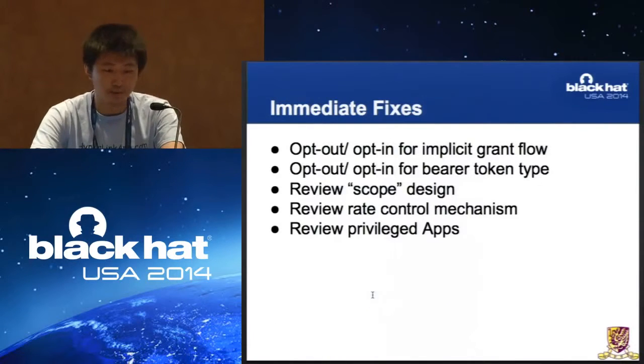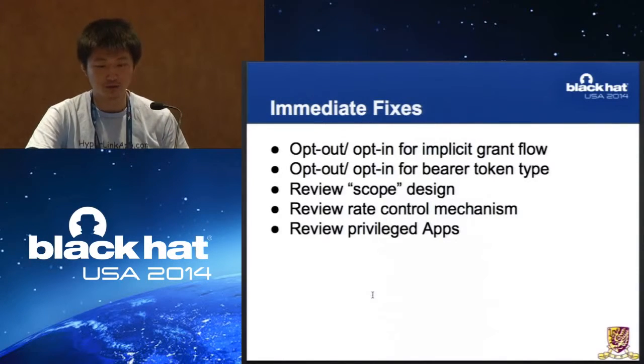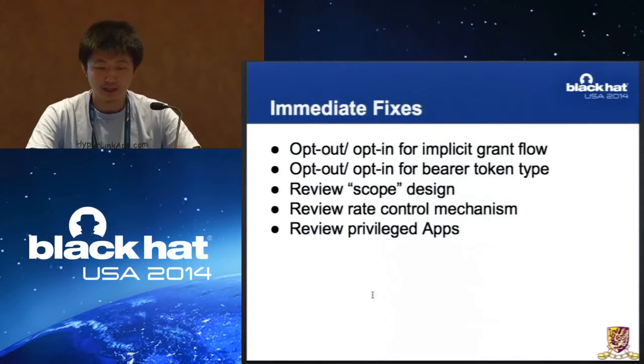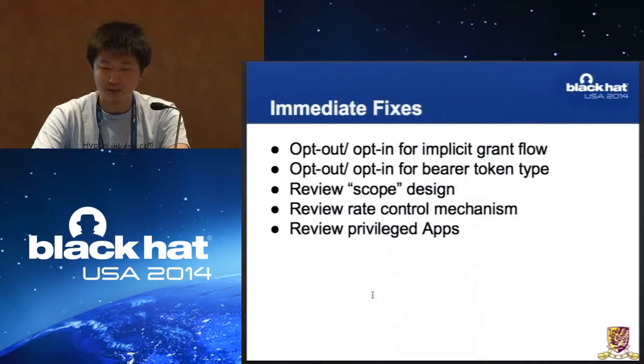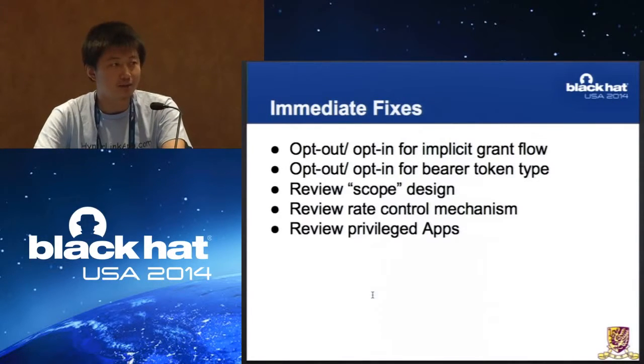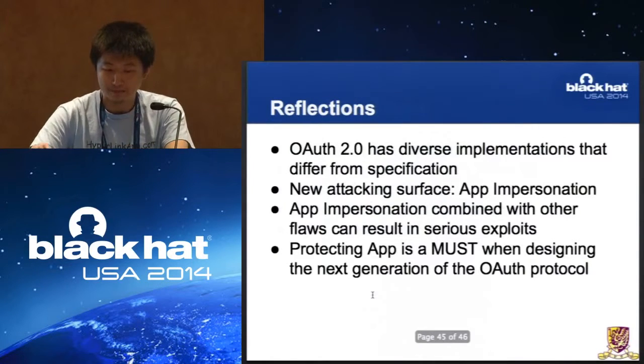So how to fix the problem? Actually, it's very simple. First, as a provider, you need to provide opt-outs and opt-ins for implicit grant flow, and opt-outs and opt-ins for bearer token type. Second, as the provider, you really need to review your API. Firstly, the scope design, and then how you control the rate. And you also need to review the privileged apps.